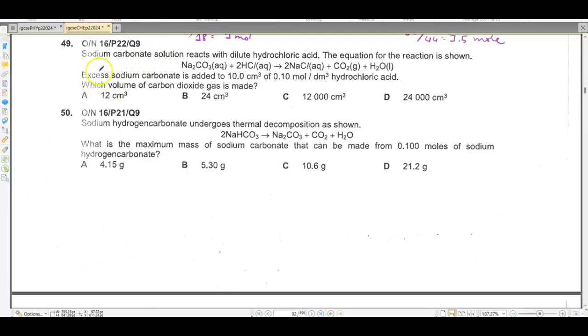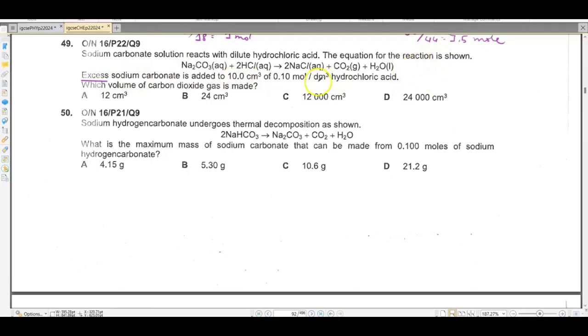Question number 49. Sodium carbonate solution reacts with dilute hydrochloric acid. The equation for the reaction is shown. Excess of sodium carbonate is added to 10 centimeter cubes of this much hydrochloric acid. Which volume of carbon dioxide gas is produced? Now over here they've given us the concentration and volume of HCl. They've not given us the mass of sodium carbonate, and they've mentioned that sodium carbonate is in excess. So we don't need the mass of Na2CO3 because we in any case are going to use the moles of hydrochloric acid, since they've told us that this is the limiting reactant.